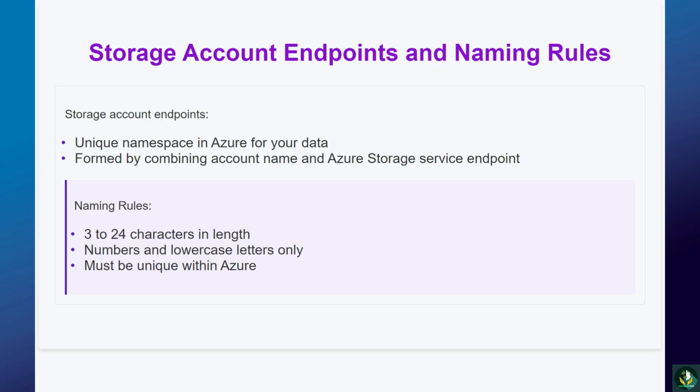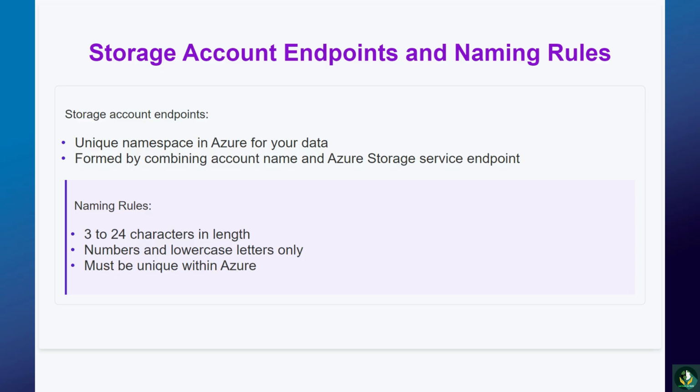https://mystorageaccount.blob.core.windows.net. The uniqueness of your storage account name is crucial. It ensures that your data has a distinct accessible location within Azure. This uniqueness requirement leads us to the important naming rules for Azure storage accounts. When choosing a name for your storage account, keep these rules in mind.